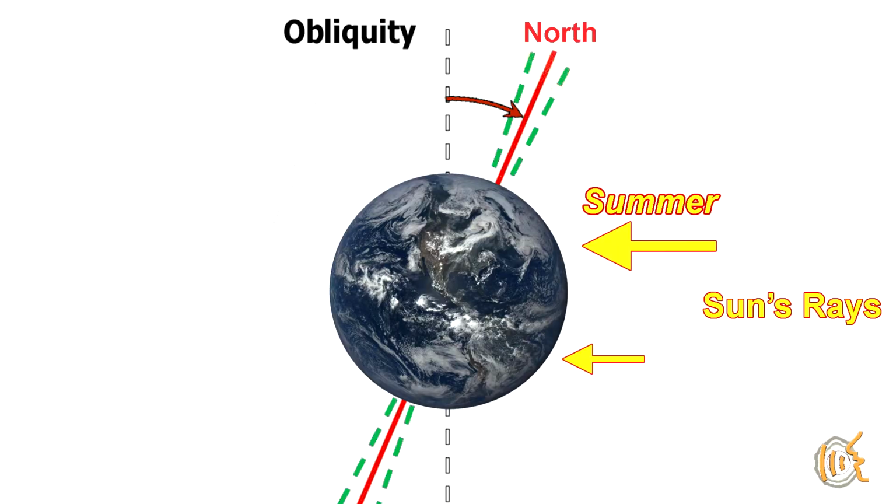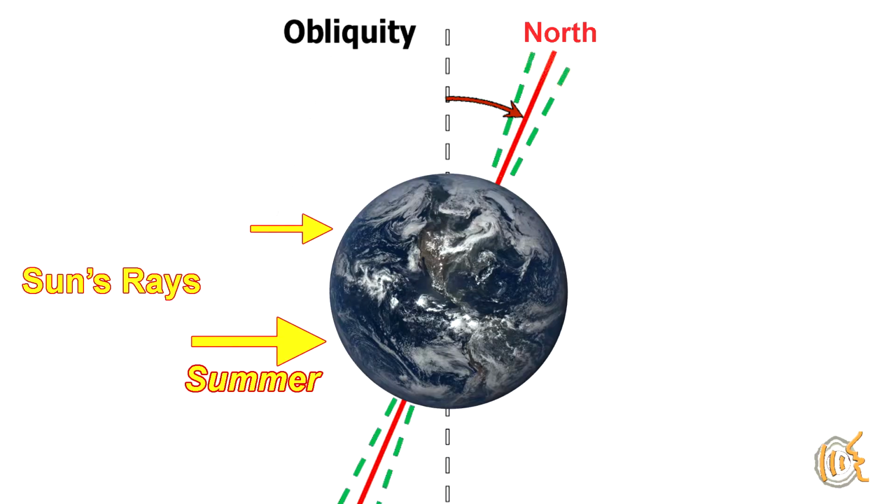At one place in the orbit, the northern hemisphere faces the Sun. It creates summer due to more direct sunlight and longer duration of days. But at that position in the orbit, the southern hemisphere is in winter. The sun rays are less direct and the days are shorter.